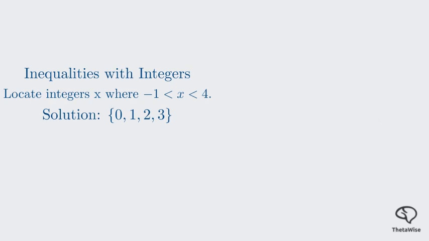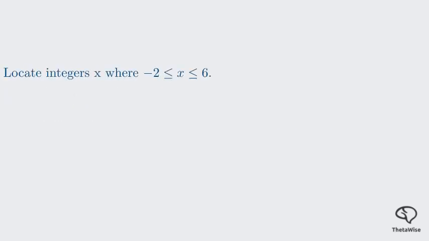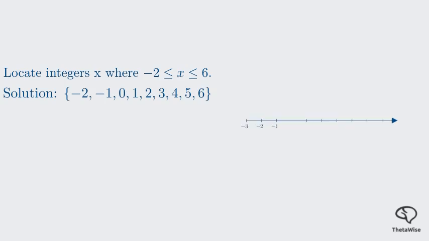Let's try another one with integers. This time we have a non-strict inequality. X is greater than or equal to -2 and less than or equal to 6. Since x is greater than or equal to -2, the first integer is -2. And since x is less than or equal to 6, the last integer is 6. Our solution set is the sequence of integers from -2 to +6, inclusive. We show this on the number line, with solid dots placed at every integer from -2 all the way to 6. This visual representation makes the solution set clear.